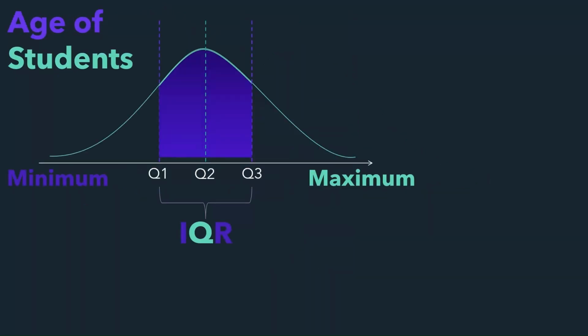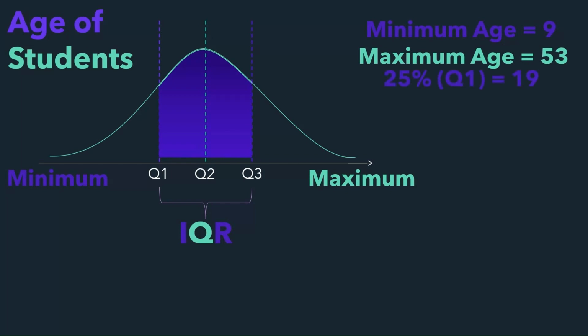Now let's take the example of the age of students in a class. Suppose we have a class with a minimum age of 9, a maximum age of 53, and then we have the first 25th percentile, Q1, equal to 19. So 25% of students in this data set fall under the age of 19, whereas 75% of the students fall under the age of 25. So in a class, I have students with a maximum age of 53 and a minimum age of 9. But 25% of the students are below 19 and 75% of the students are below 25. So now you got what we are going towards.